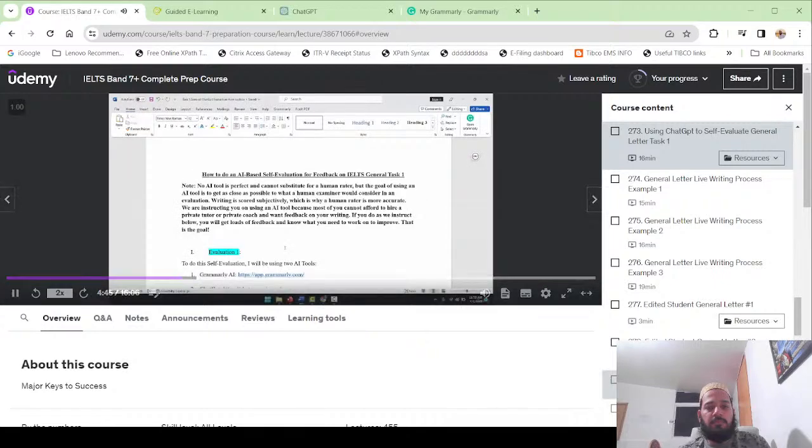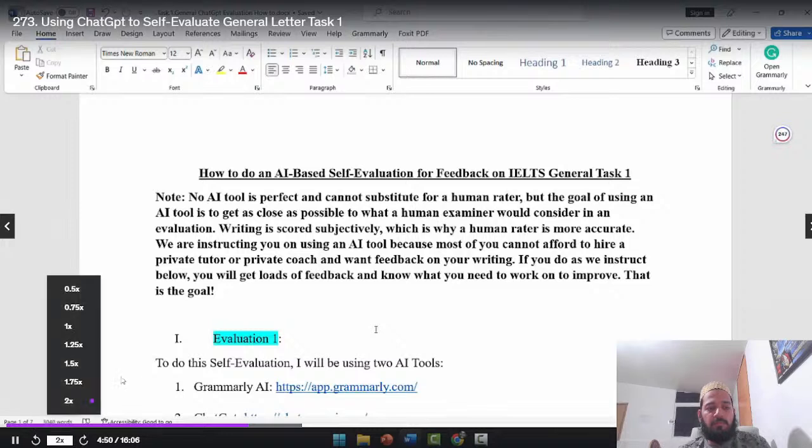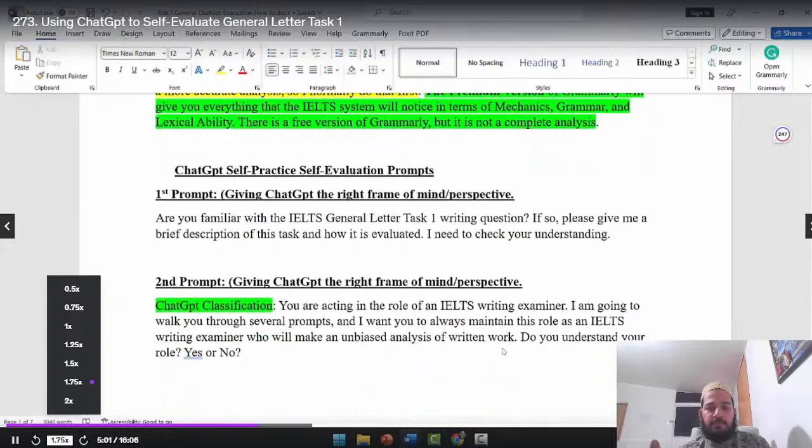You're going to use to be able to walk through an AI evaluation. So let's go down to prompt number one. I think it's really important to set up any AI tool with its right frame of mind, what role is it playing, make sure that it's familiar, it understands what it's going to be evaluating. So that's what these first two prompts are. So we'll take prompt number one.